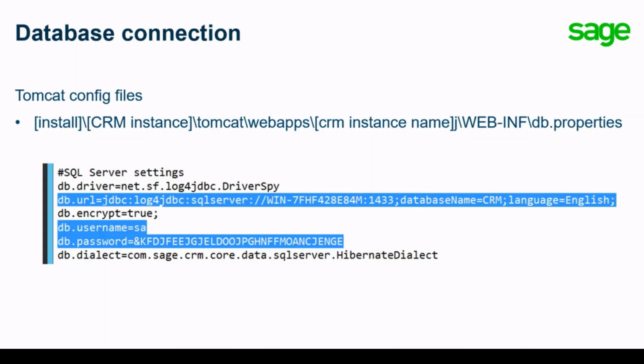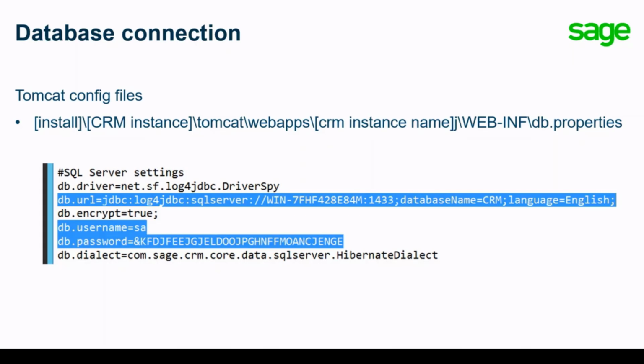So with the db.url, you'll see that it has a portion called SQL Server, and that is my SQL Server with my port number and my database name for my CRM database, as well as language equals English, which is the default for my server. Then the DB username is my SQL username, and then the DB password you'll see is an encrypted password.